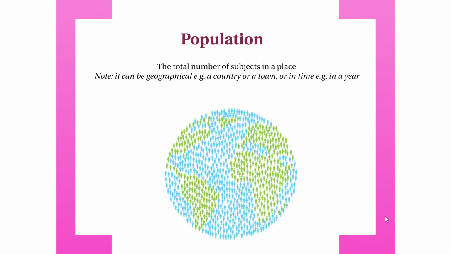So let's start with the term population. Most people will be familiar with this concept. It's the number of subjects in a place, and that can be either geographical or in time. So for example, a population could be all the children born in 2018.